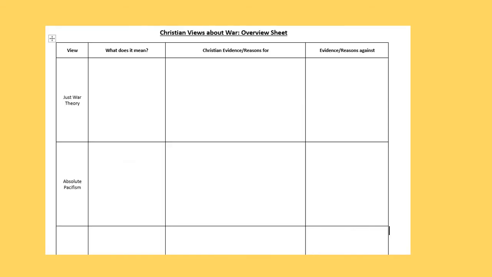Okay, so let's have a quick look. So here are the different boxes. I've just put the top of it on here, so it's a bit clearer, it's a bit bigger. So for each view, I want you to explain, what does it mean? What's the view about war? Why would the Christian evidence or reasons for? So why do some Christians think that's the right view? And then reasons or evidence against. How could that view be criticised? So let's just go through each one.